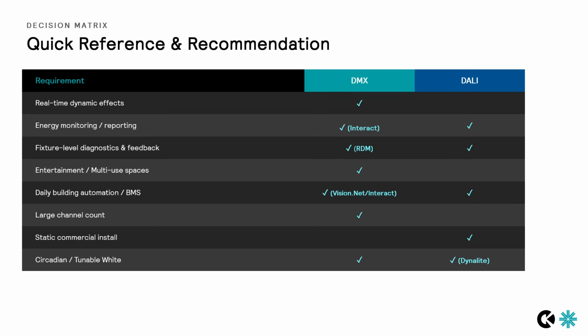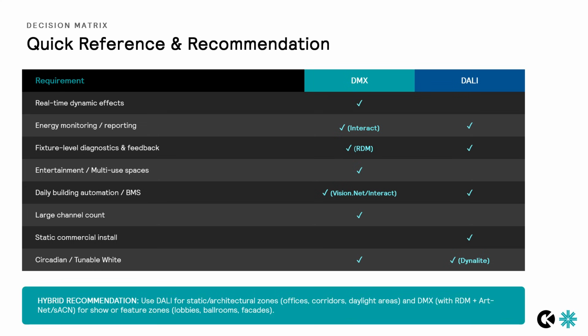Seen through that lens, the hybrid recommendation becomes straightforward. DALI can support the operational needs of the building, while DMX can support the visual experiences that define how people interact with a space. Rather than forcing a single protocol into every application, the most effective solution is often to leverage the strengths of both technologies and apply each where it delivers the greatest value.